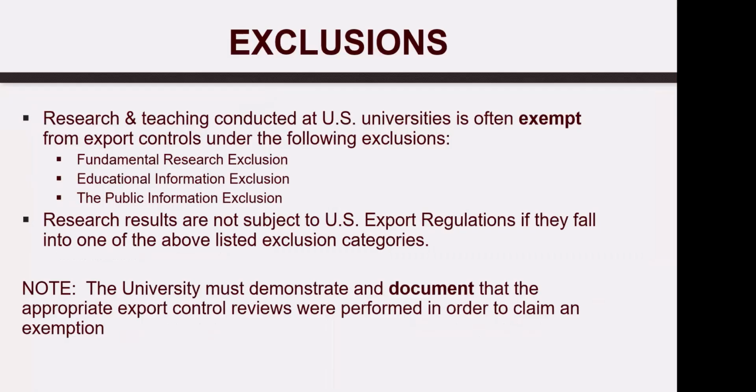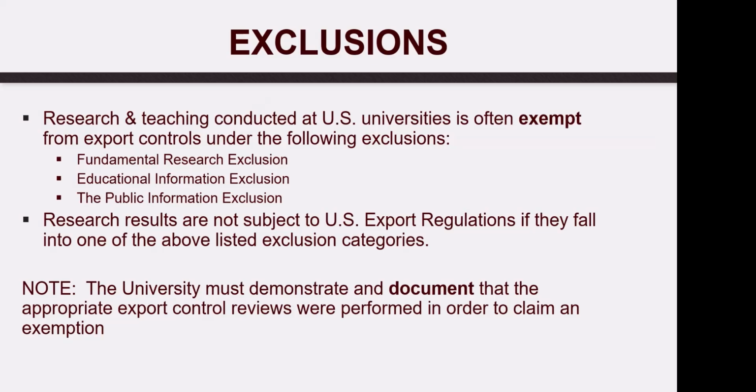So there are some exclusions from the regulations. And so research and teaching can be exempt from export control regulations under these three main exclusions: the fundamental research exclusion, educational information exclusion, and the public information exclusion. We're going to talk about the fundamental research exclusion in a little bit more detail in a couple of slides. But I'm just pointing out that there are some exclusions, and we'll talk about them in some more detail on the next slide.